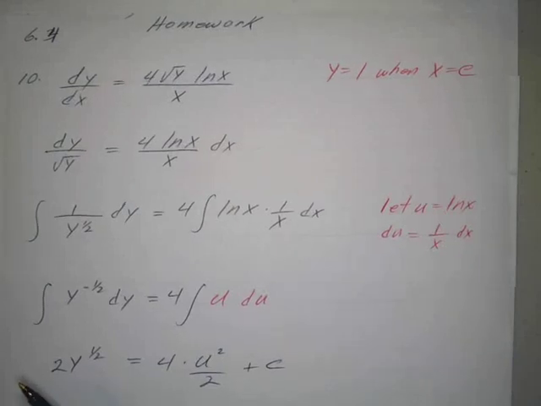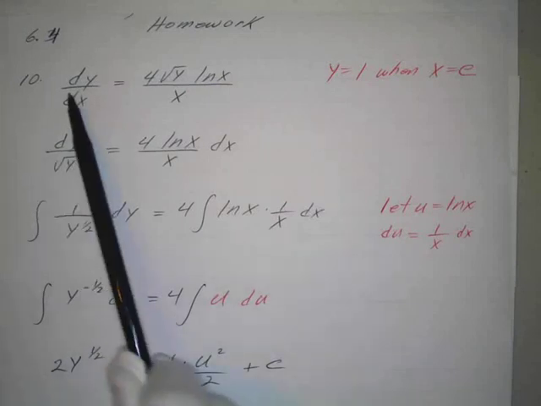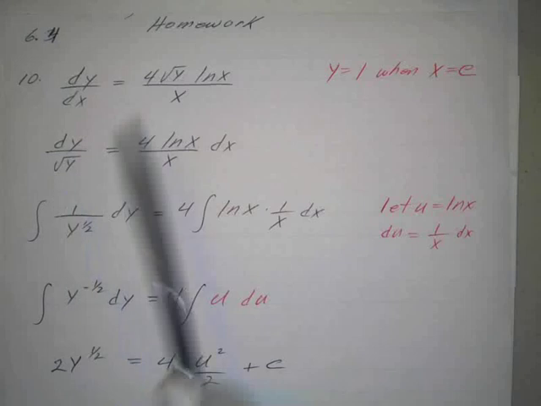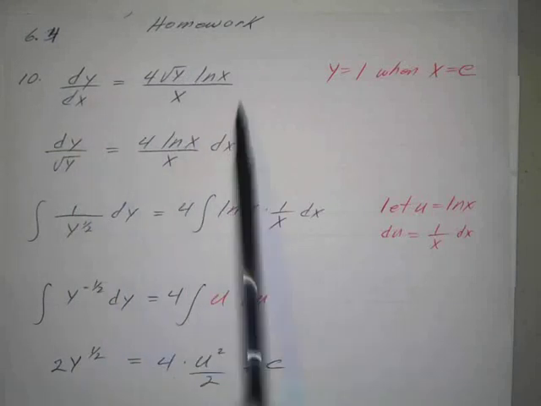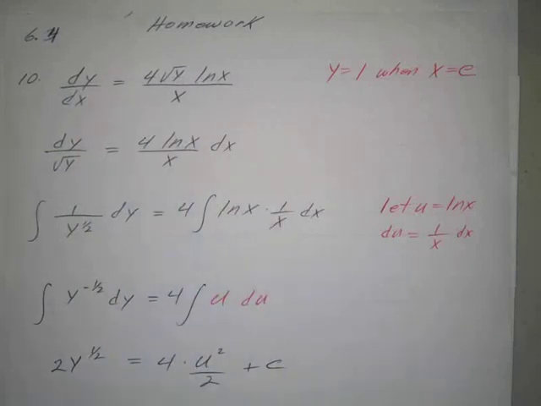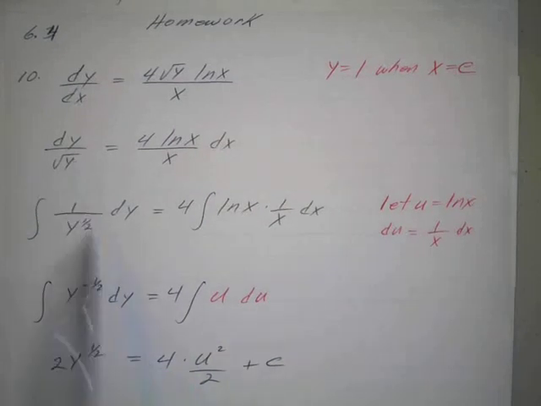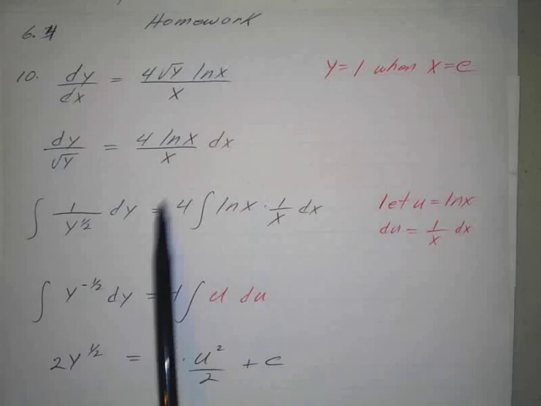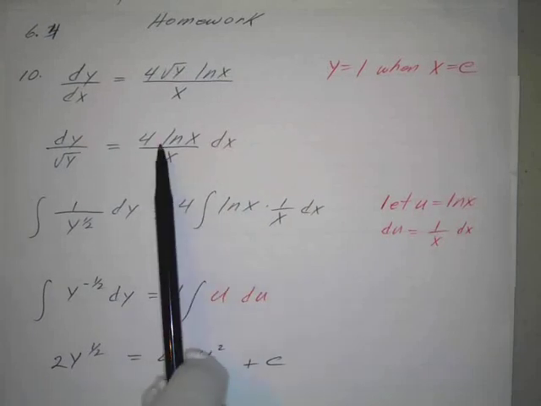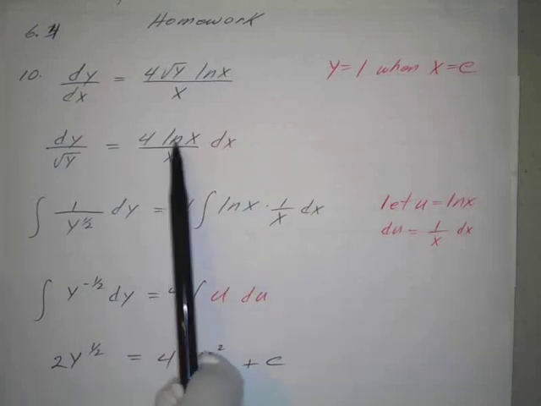We separate the variables. We get all the y's and dy's on one side and everything else on the other side. So I've got my dy, so I can put the square root of y on the bottom, and then I can put the dx over here with all of this. Then I can bring out the 4, and I wrote this as an exponent. And I have this 4 times the natural log of x.